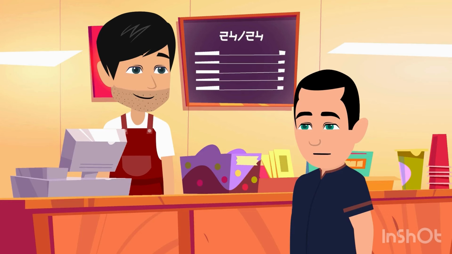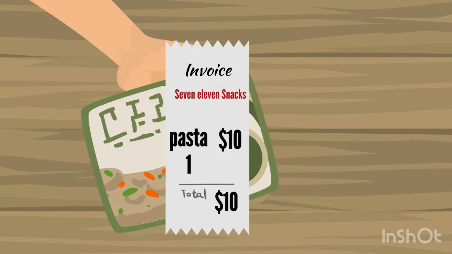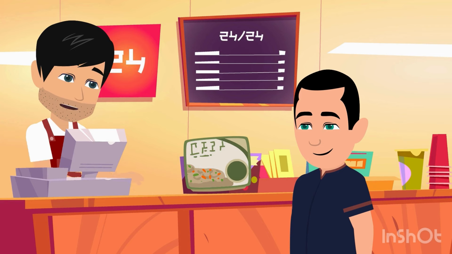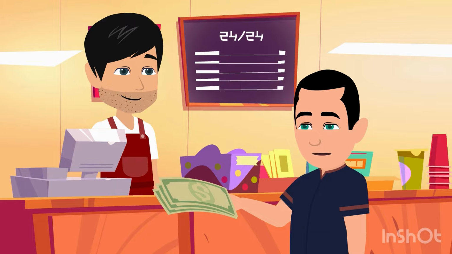Hello, Uncle. I need a pack of pasta. Okay, Beta. I'll get the pasta pack for you and enter it in the computer. Okay, Beta, here you go. It's $10 for one pasta. Here's $10, Uncle. Thank you.